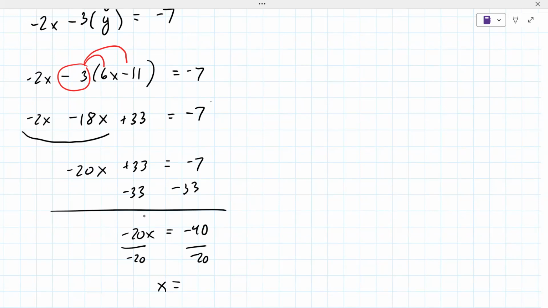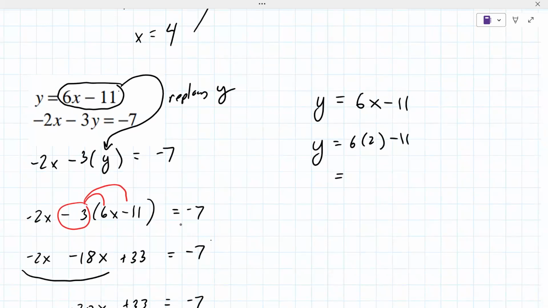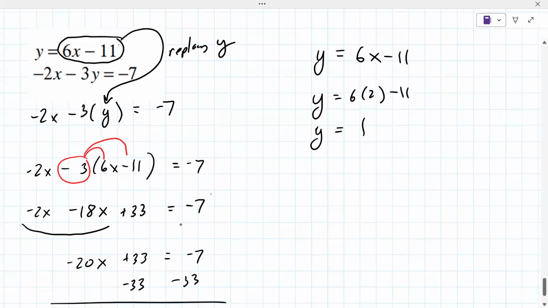Okay. So what does x equal? Negative 2. Nope. Try again. They're both negative. Oh, negatives. Positive 2. Yeah. So this becomes y equals 6x minus 11. X is 2. What does this reduce to? It would be 1. It's very good. So you write your answer as x comma y, 2 comma 1.